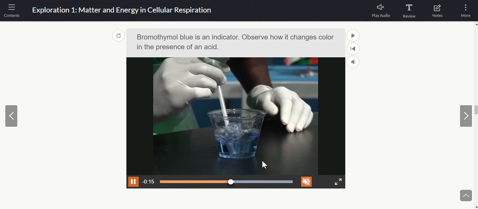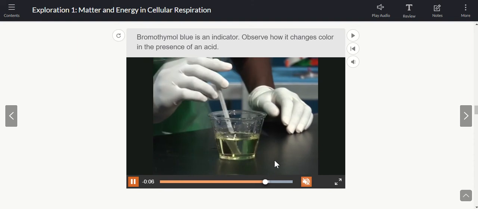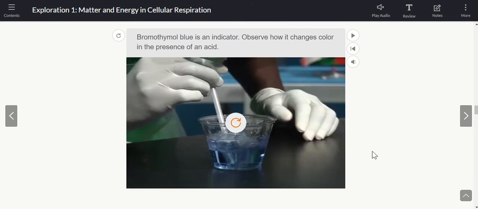And then I would have you exercise in some fashion for about a minute, doing jumping jacks or jogging in place or something along those lines. And then we would have you do it again to see the difference in how fast that liquid changes color, because the more carbon dioxide in your system, the faster that color change is going to occur.